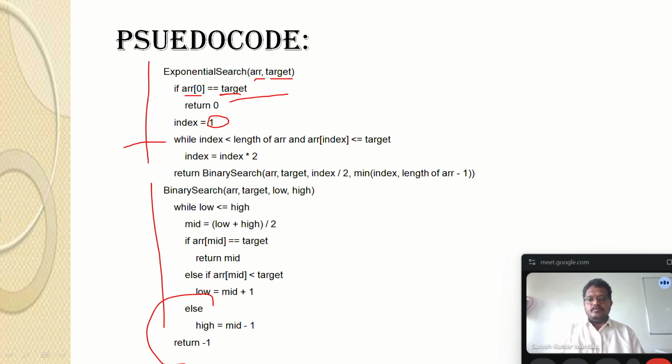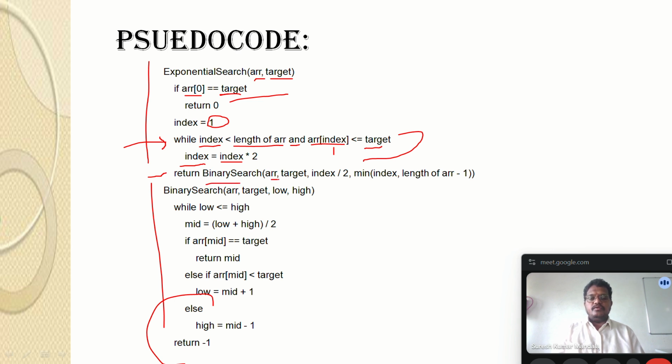Here the while condition is the crucial part. We will check that. Index is 1, and 1 is less than the length of the array, so we will move on. And we apply an AND condition: ARR of index, that is the first index value, is less than or equal to the target. Only then will we enter the while loop. After entering the while loop, we will double the index value: index is 1, 1 into 2. And if not, we return the binary search.